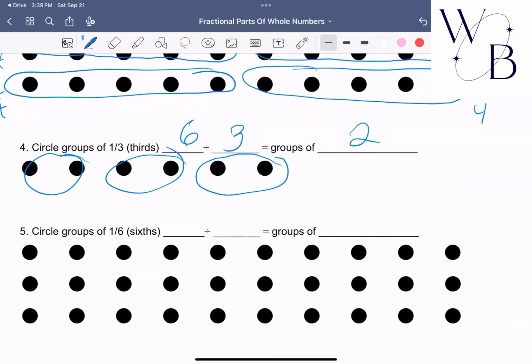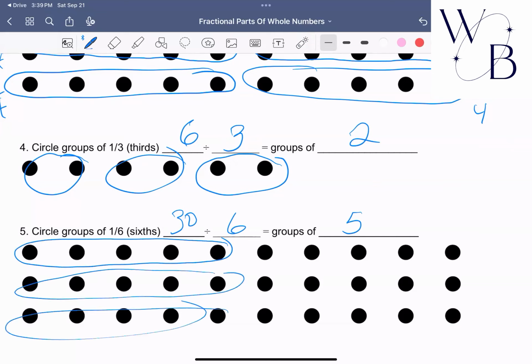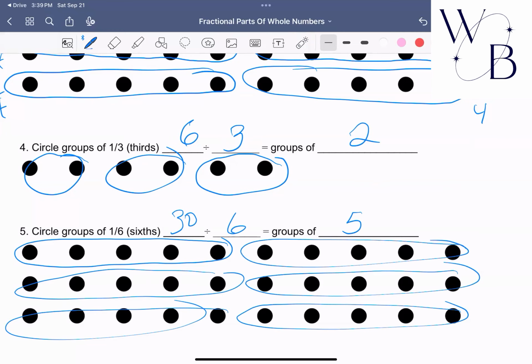Let's look at number 5. Circle groups of 6. Let's see how much we have in total. We have 1, 2, 3, 4, 5, 6, 7, 8, 9, 10. So 10 times 3 is 30. And 30 divided by 6 is 5. So I'm going to have groups of 5. So we have 5, 5, 5, 5, 5, 5.